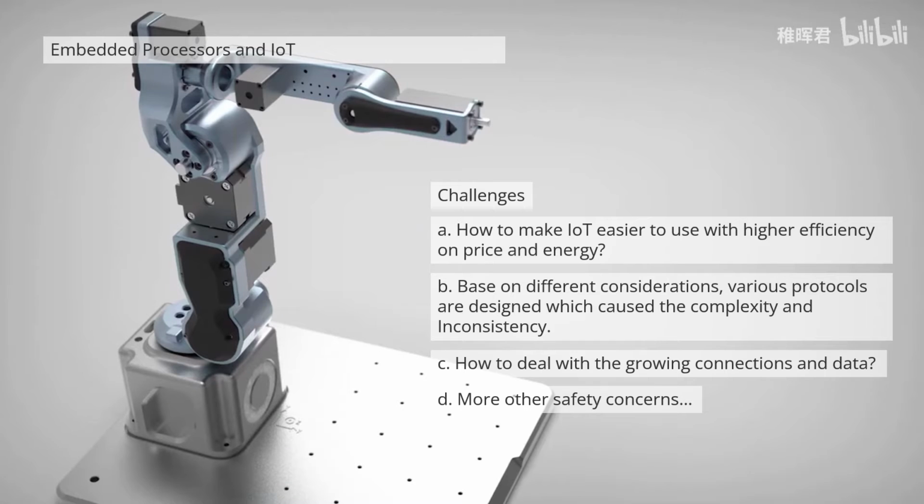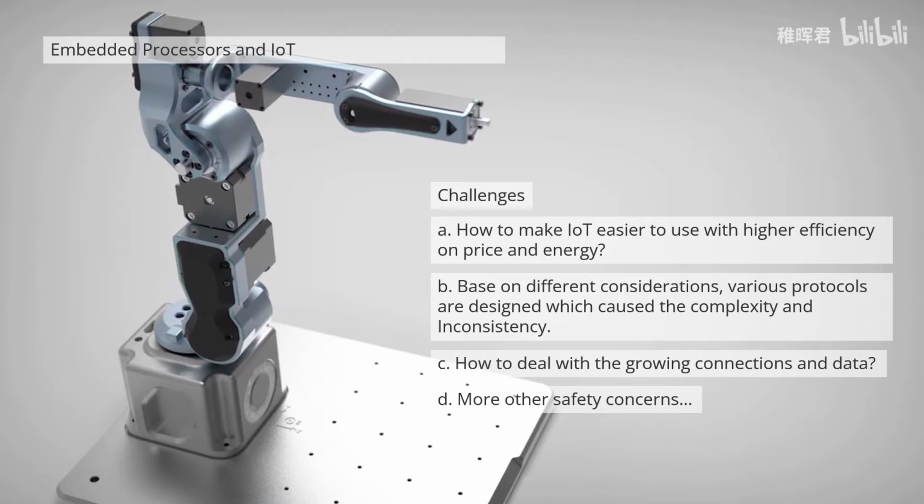Okay, so let's focus on the challenges here. The first one is how can we make IoT devices easier to use, with higher efficiency on price and energy? Although it's already designed for low energy consumption, for some long-term projects, like when we want to collect data on building deposition, it can be for months or even years. How can we design a system that continually works for years or months?